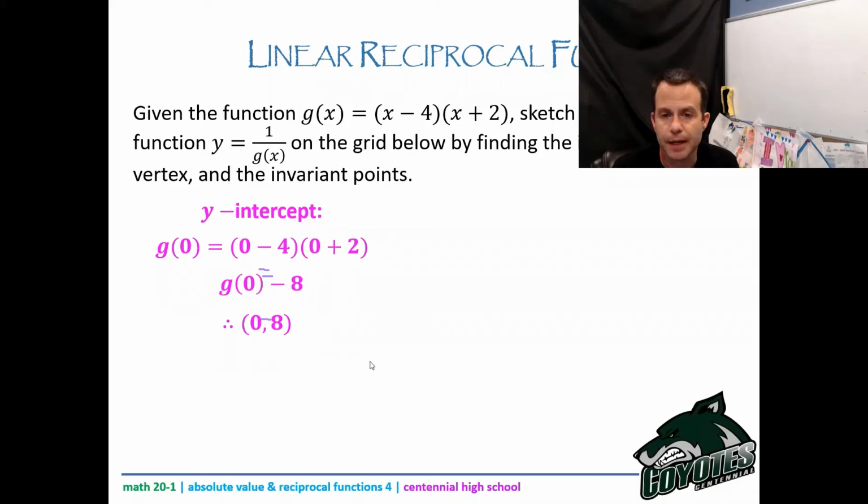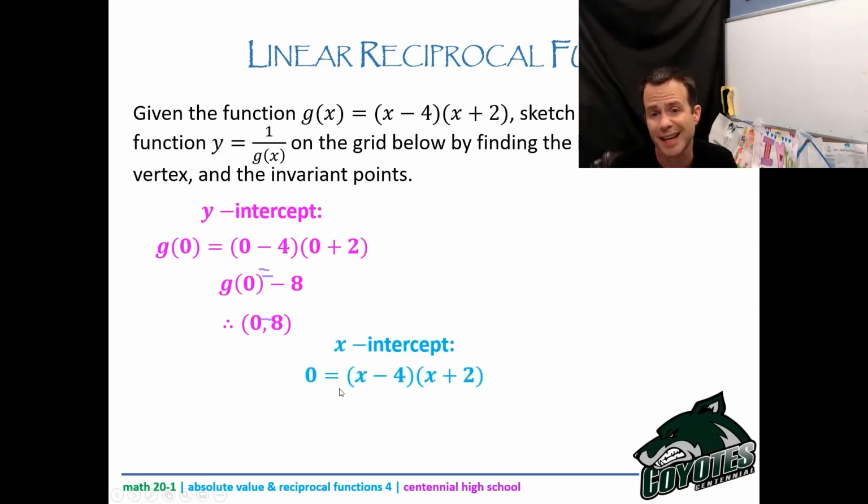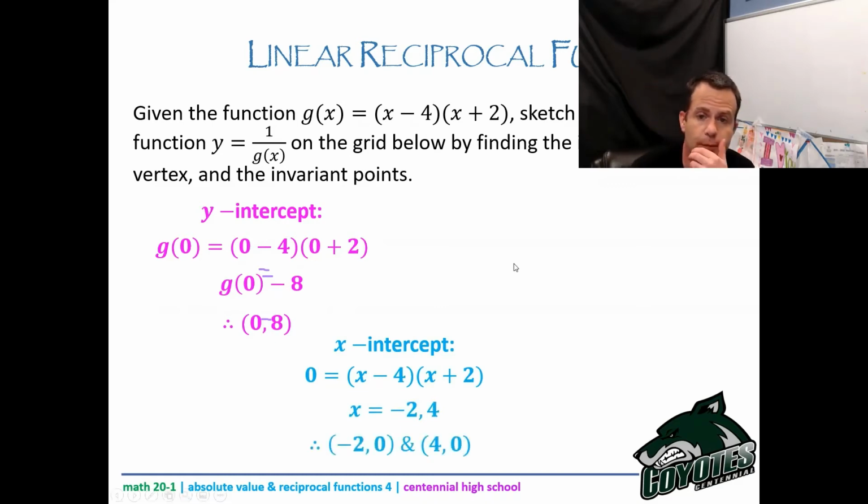Okay, then the x-intercepts. Well, I'm already in factored form. I just have to set that y value equal to 0, and I can say x equals 4 and -2. So that would be (-2, 0) and (4, 0). And then the vertex.